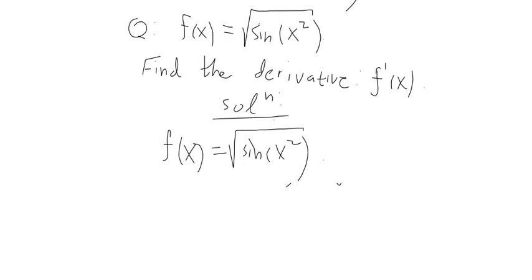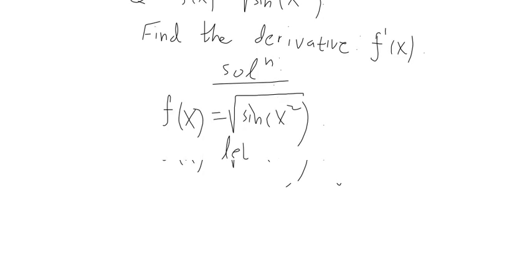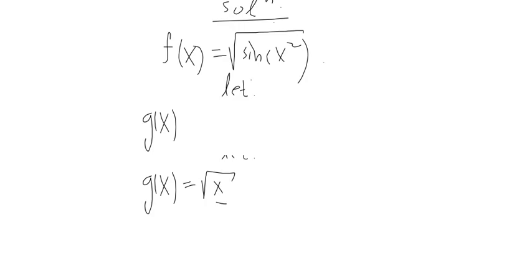So we first need to figure out what that is. Let g of x equal the square root of x. My outer function is the square root of x because the square root is outside. That's the outer function. So g of x is equal to the square root of x.